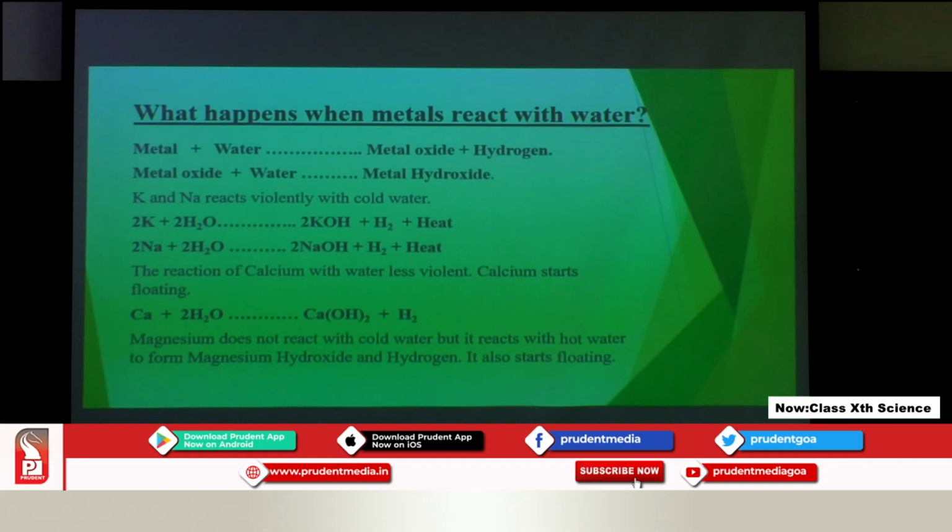So, you must have seen when you put chalk powder in water, the chalk powder particles float on the surface of the water. So, why does it happen? It is because chalk powder contains calcium, and here the calcium hydroxide is being formed, the hydrogen gas is sticking on the surface of the calcium, which makes the calcium float.